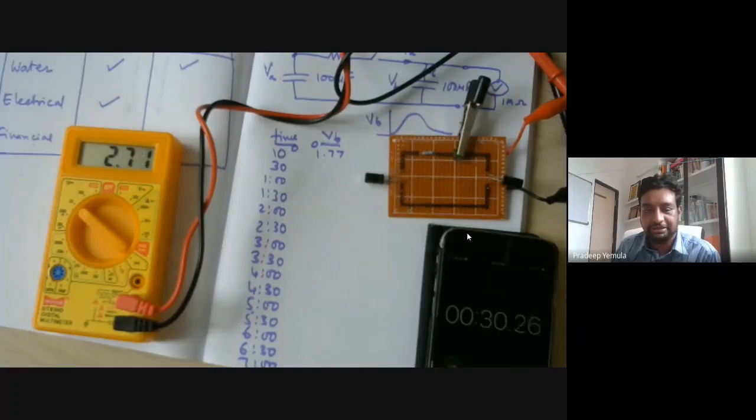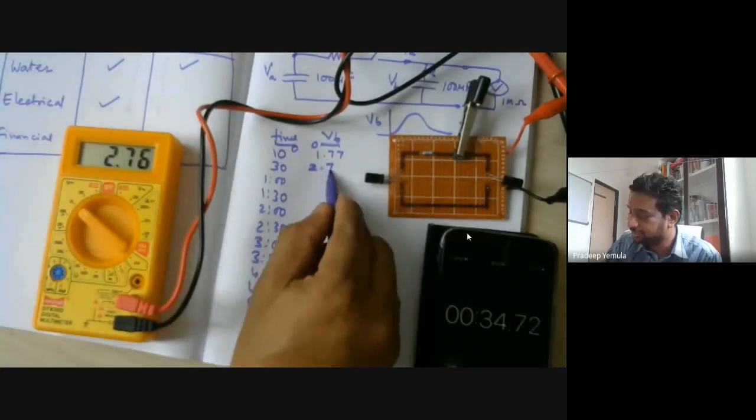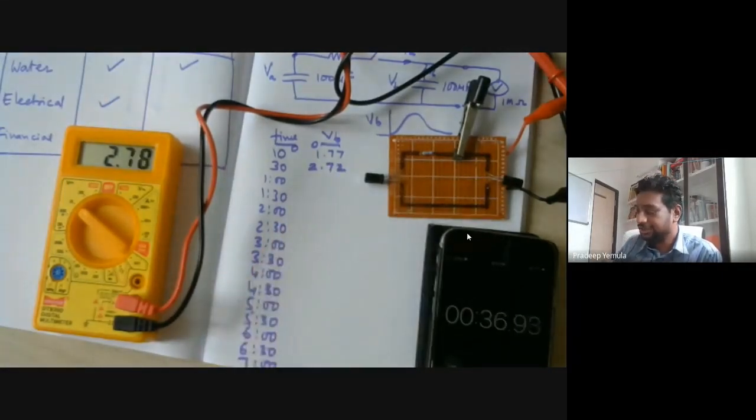Now 28, 29, 30 seconds, 2.72. Okay, so 2.72. Now we'll still wait. Still slowly it is increasing, 2.79. Looks like it reached its maximum, 2.8.